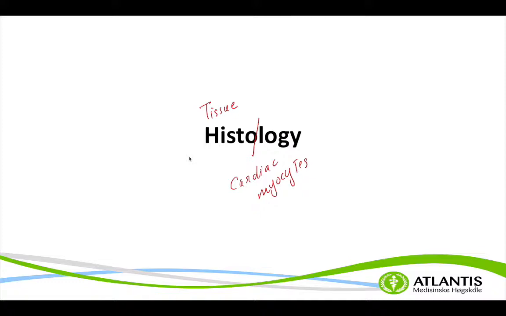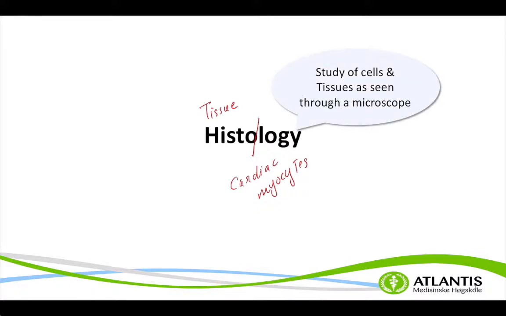When different tissues get together, they make an organ. So the heart is an organ made by different tissues, and one of them is the cardiac myocytes, or cardiac cells. When we are talking about histology, we are doing the study of tissue. Logy means study, so it is the study of cells and tissue. We cannot see them directly, so we need to use the microscope. If there is no microscope, then this study would be anatomy. So we can also call histology microanatomy.